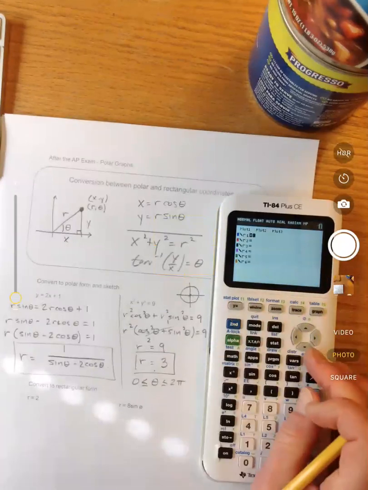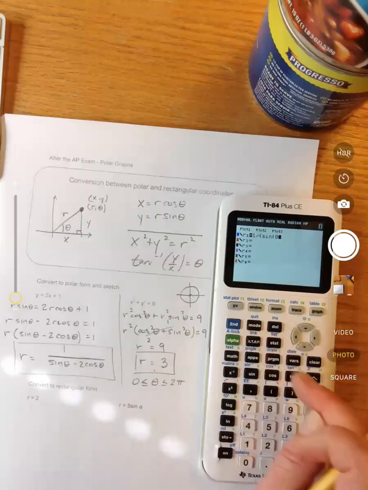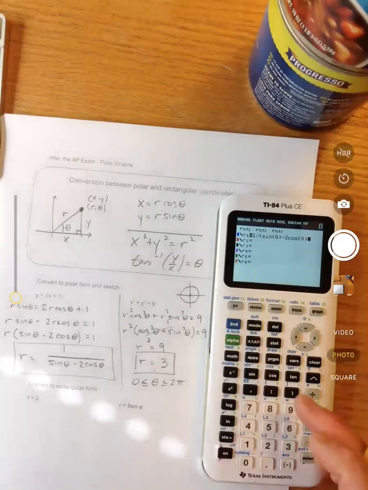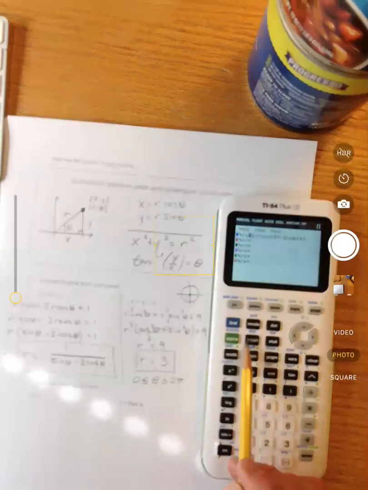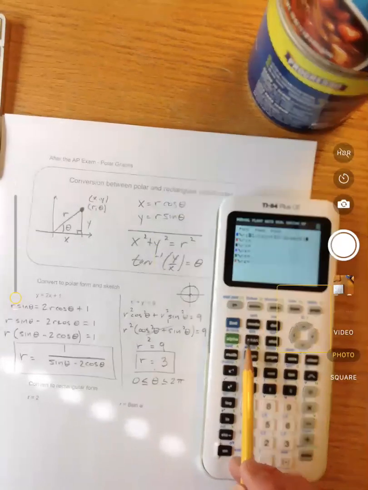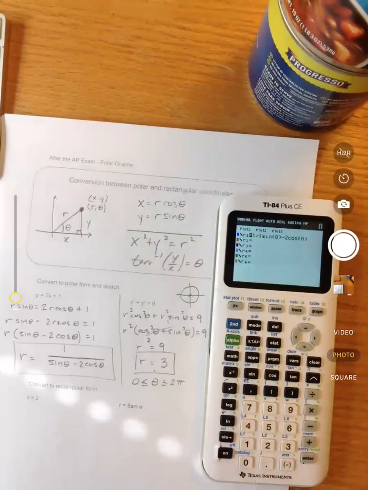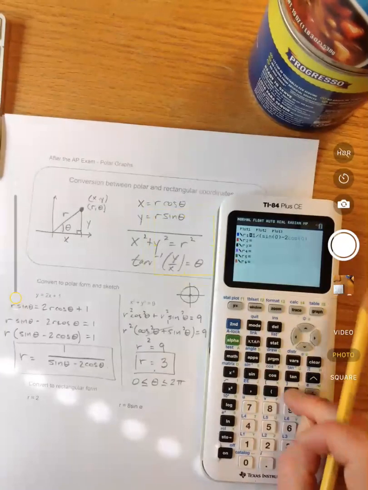And how about this last crazy thing here? How about 1 divided by sine theta minus 2 cos theta? Oh, by the way, notice that when I'm hitting this variable button, this x button, it's putting in a theta for me because it knows I'm in polar mode. Again, the x, t, theta, n correspond to the 4 modes of your calculator: function, parametric, polar, and sequential. So I did do that right. My whole denominator's in parentheses.